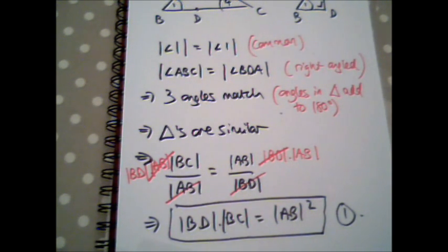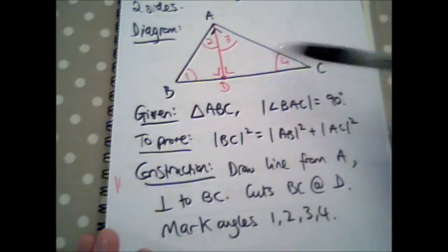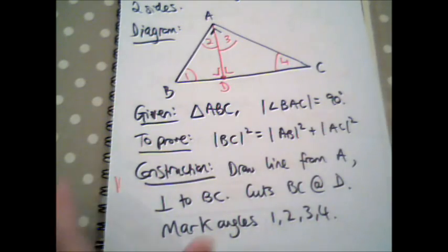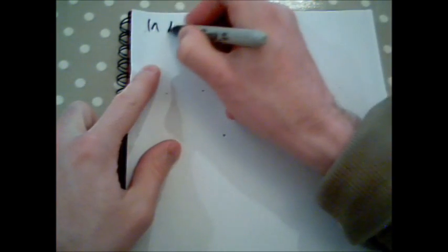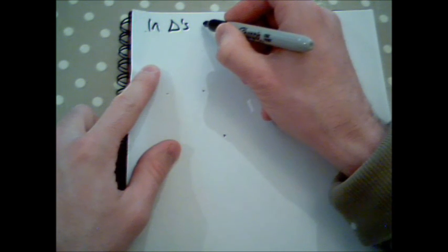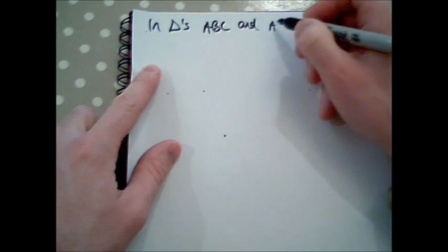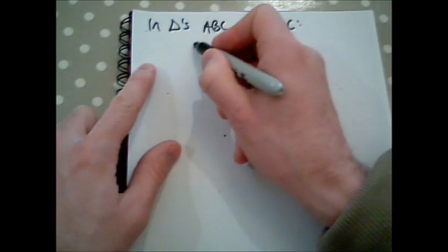Now we're going to do a very similar thing with the second set of triangles we're looking at. So instead of looking at the whole thing and the left hand, we now look at the whole thing and the right hand. We're going to do the exact same thing. Alright, so let's do that. I'm possibly going to run out of paper. So in the triangles ABC and ADC, let's sketch them out.